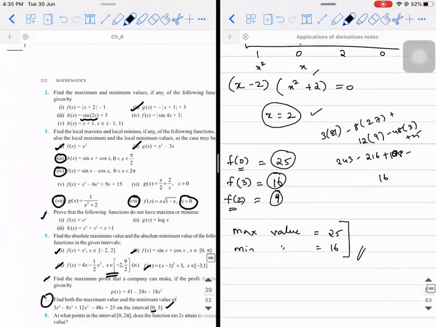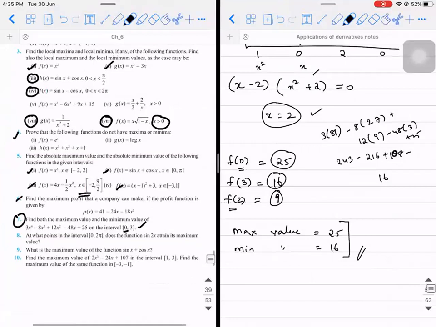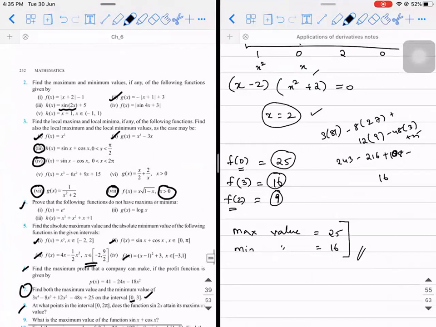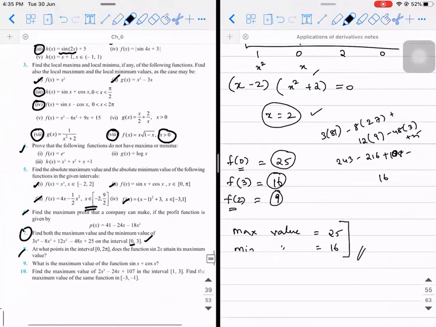So 8th one. Even without solving, can you tell me where you will get the maximum value? It is a part of this question because sin 2x is there. It is a part of second question's third subdivision. So at what points in the interval 0 to 2 pi does the function sin 2x attain its maximum?